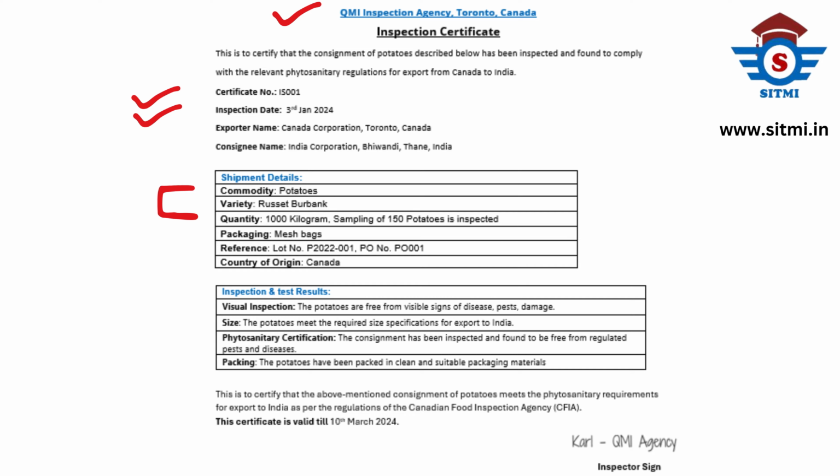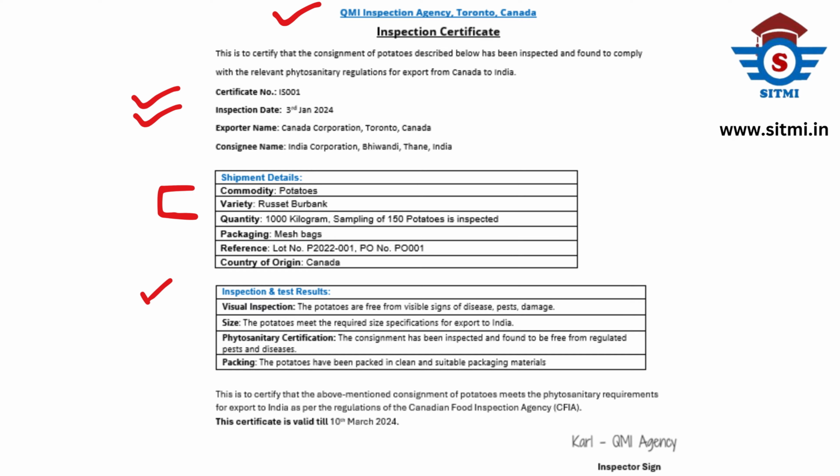Standards and specifications, which is the fifth point. The inspection certificate specifies the standards, regulations or specifications against which the goods were evaluated. This may include industry standards, regulatory requirements or contractual specifications agreed upon by the buyer and seller. The sixth one is results of inspection. The inspection certificate provides a summary of the results of the inspection, indicating whether the goods passed or failed to meet the required standards. It may include details of any defects, discrepancies, or non-conformities identified during the inspection.